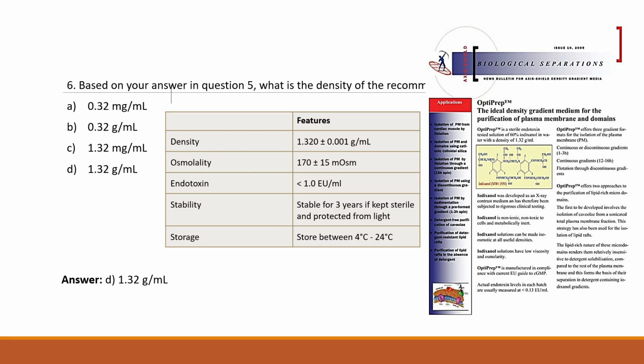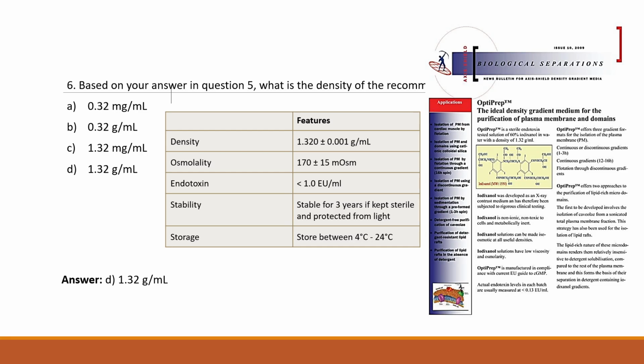So these kind of tiny details are very important when you're doing such density gradient centrifugation and isolation protocols. Then there is isolation of PM using a discontinuous gradient. Then you can use it for isolation of PM by sedimentation through a preformed gradient, that is for a 1 to 3 hour spin.